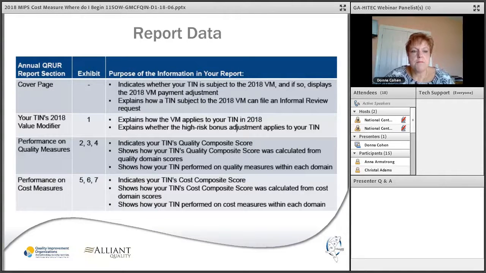So this is just an overview of the actual report. There is a cover page that indicates whether you received a negative or a positive adjustment. And then there's several different exhibits, and we're going to go through each of the exhibits in this report. Followed by your performance of quality measures, which is Exhibit 2, 3, and 4, and then your performance of your cost measures, which is Exhibit 5, 6, and 7.